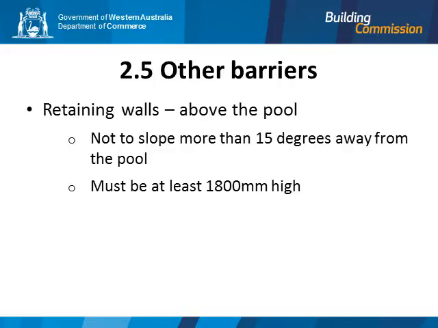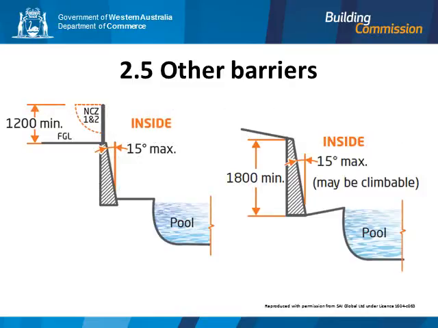Clause 2.5 covers retaining walls. For retaining walls located above the pool area, they must not slope by more than 15 degrees away from the pool. If the retaining wall forms part of the barrier to the pool, it must be at least 1.8 metres high. So essentially a child must drop 1.8 metres into a pool area. Under the old standard, the requirement was 2.4 metres.